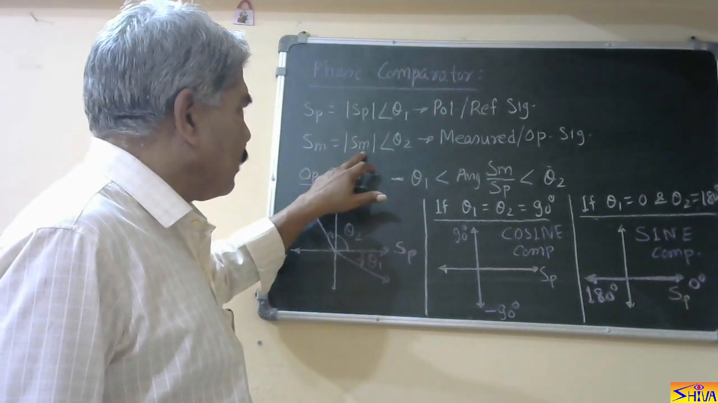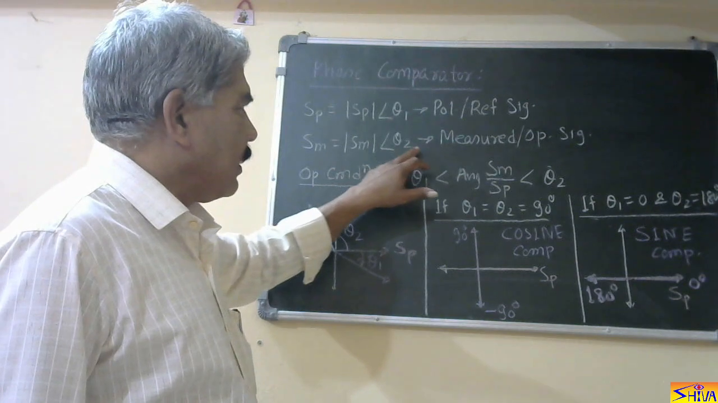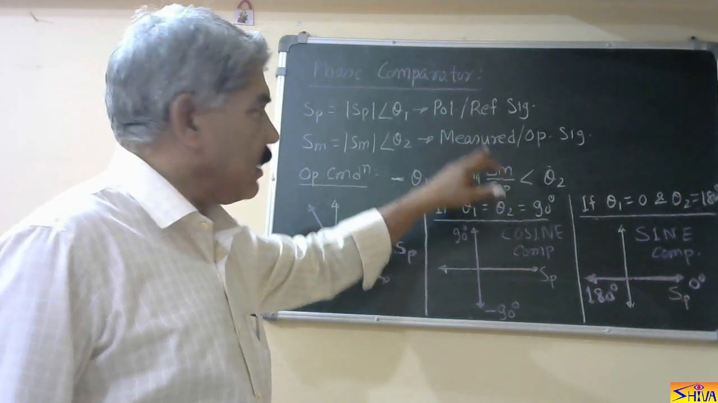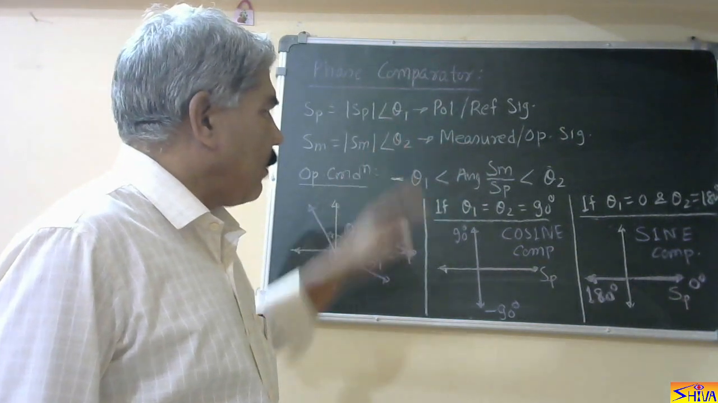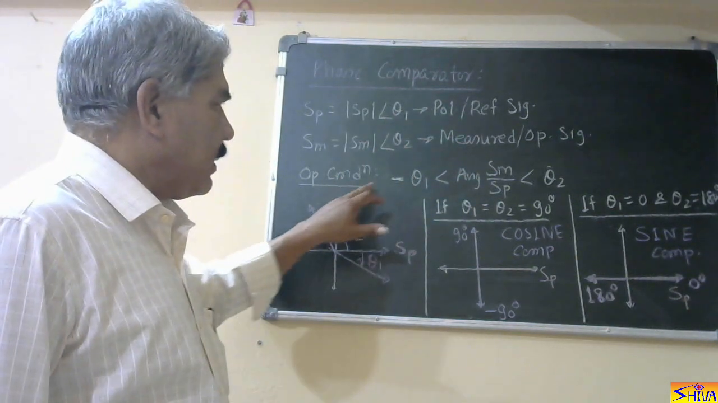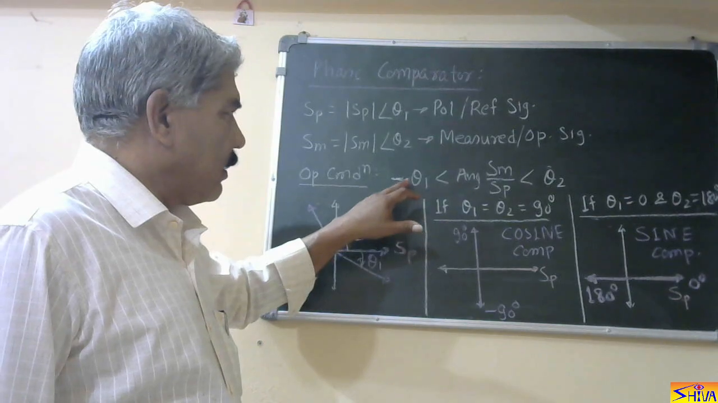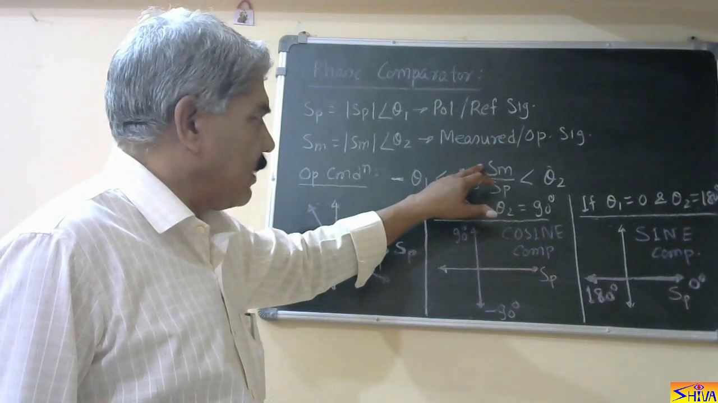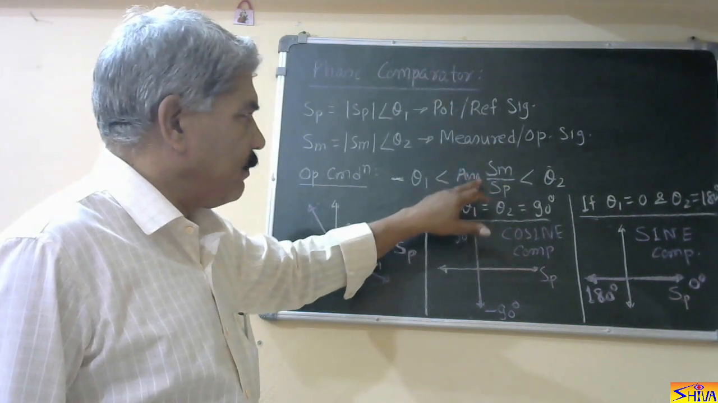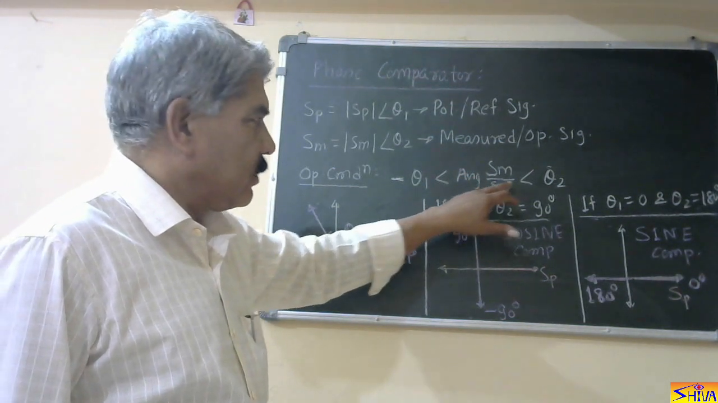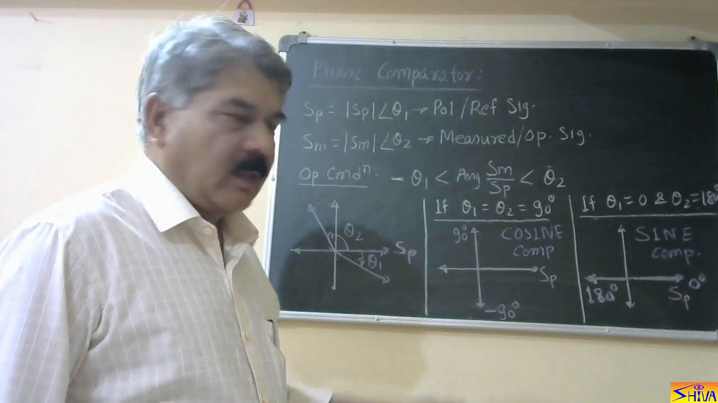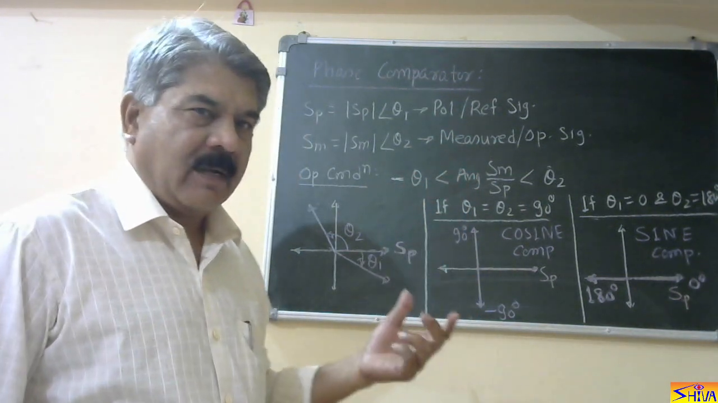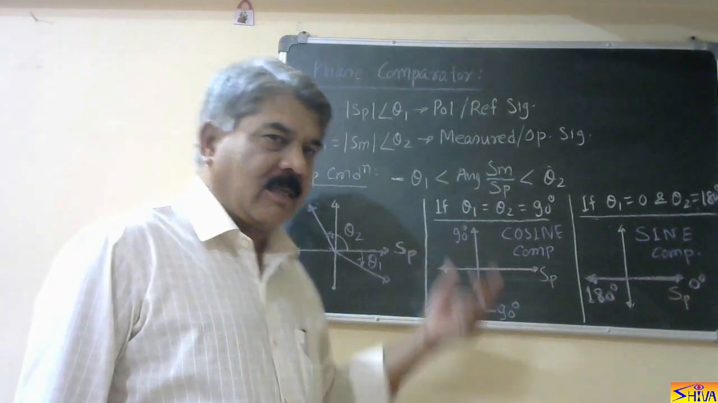SM is equal to SM magnitude, angle theta 2, is the measured or operating signal. So we have the reference signal and the operating signal. The operating condition may be like this: minus theta 1 should be less than the angle of the operating signal with respect to the reference signal, which should be less than theta 2. Now if you recall the condition of the directional element, the directional element has a similar condition.